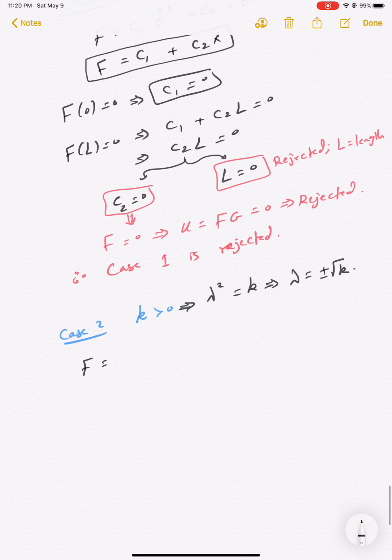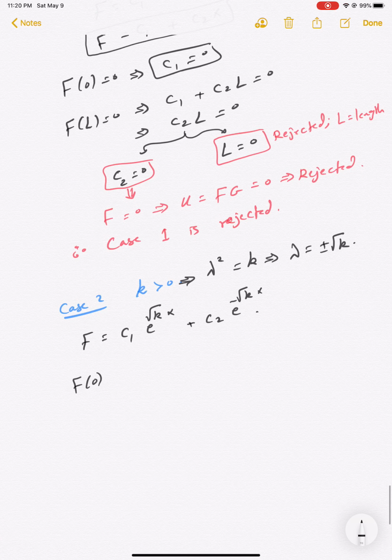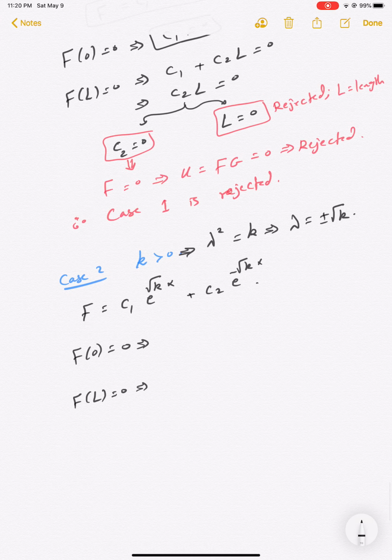And in this case, your solution would be a constant c1 times e to the root k x plus c2 e to the negative root k x, right? But again, you have two conditions, f(0) = 0 and f(L) = 0. If you substitute 0 into this function, you get c1 plus c2 equals 0, which means c2 is negative c1.